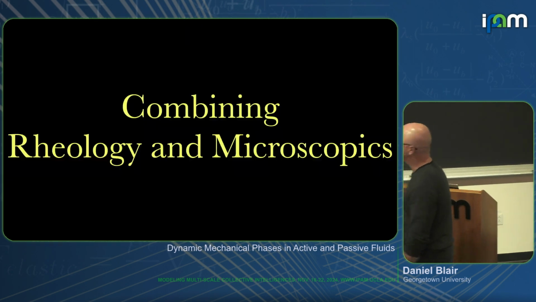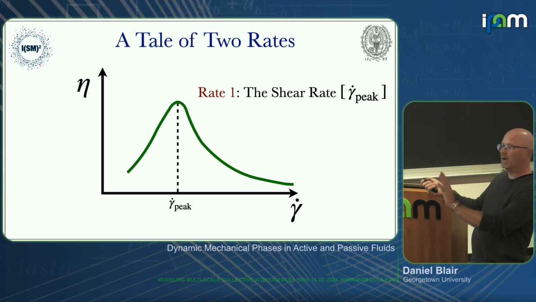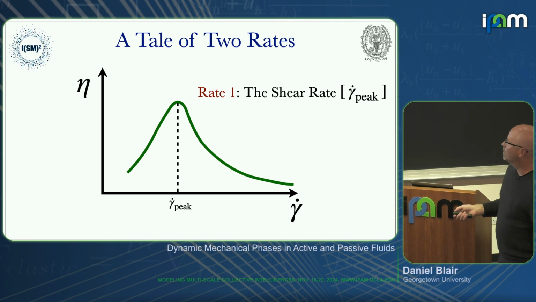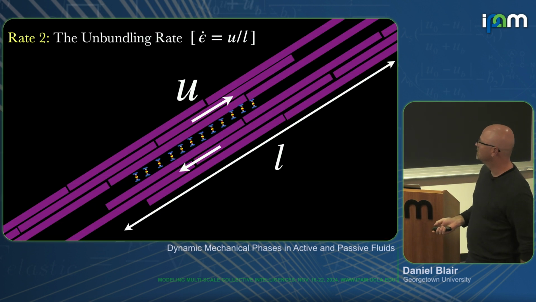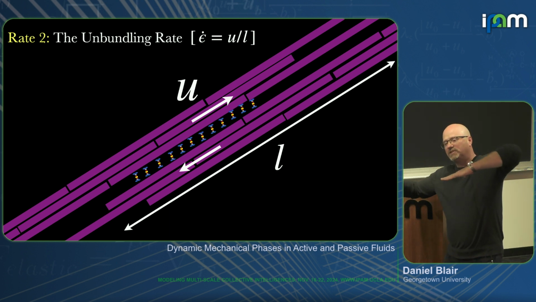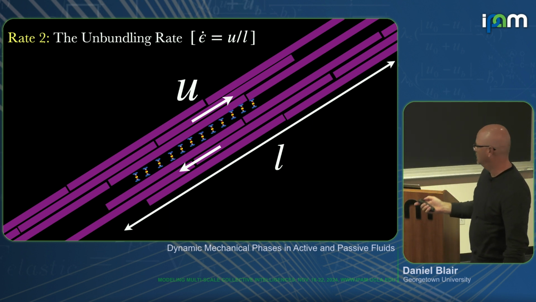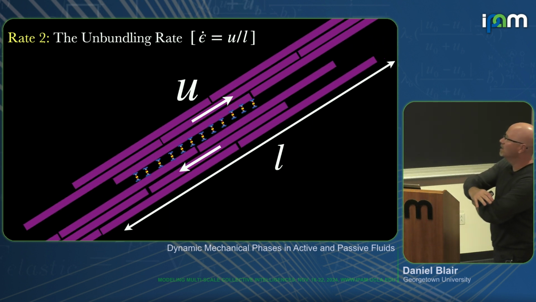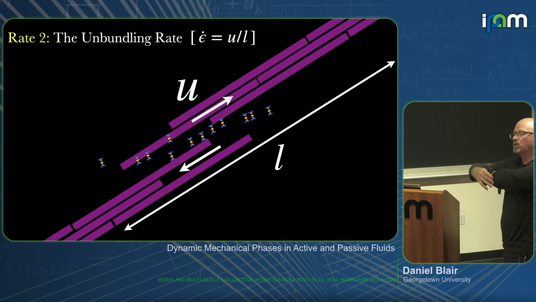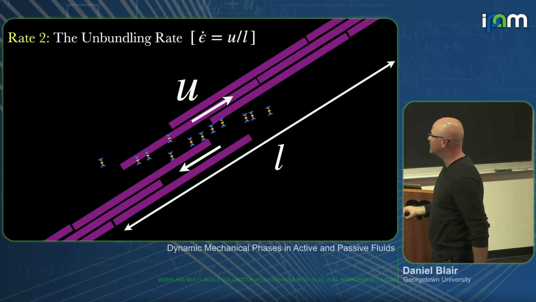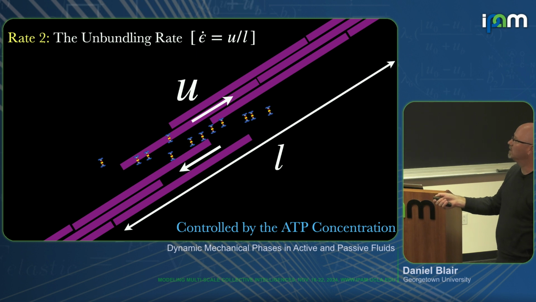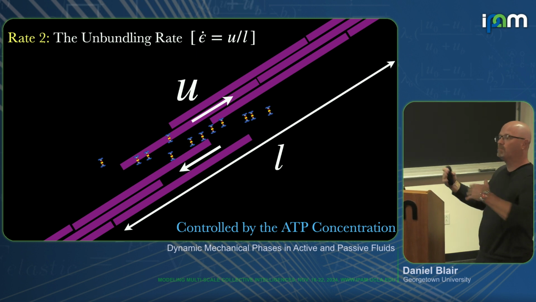All right, so let me just skip all of this. Let's combine these things, a tale of 2 rates, right? This is literature. So the viscosity goes up, it hits a peak, so that's 1 timescale, set by the bulk mechanics. And what's going on? There's another timescale, this is rate 2. These microtubules slide past each other because these motors are pushing them apart. In fact, they go to a point where they fall apart, and then they find more neighbors, and they do this again, and they do this again, and this is constantly happening. That's the turnover that you see inside of the system. That's controlled by the ATP concentration. It's the unbundling rate. It's how fast they want to come apart.